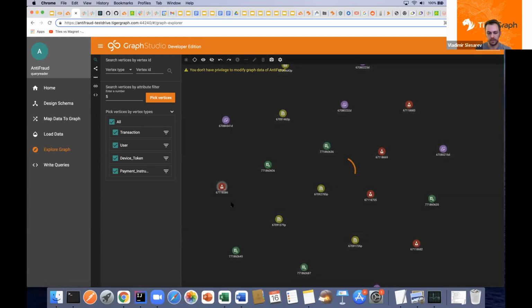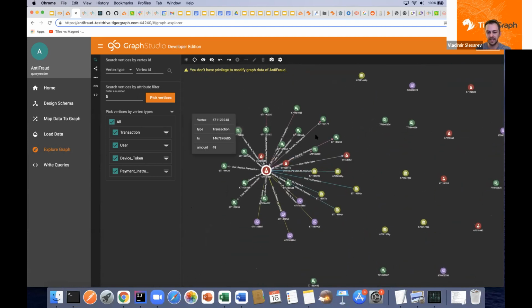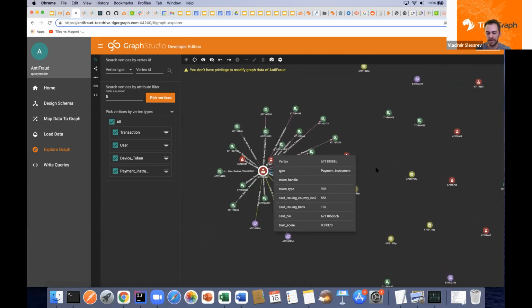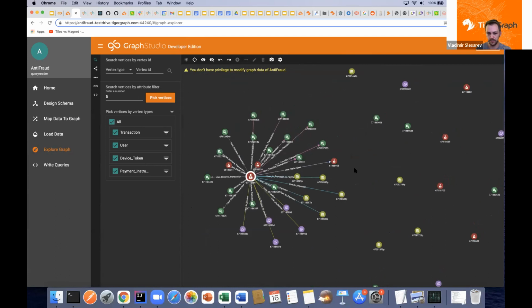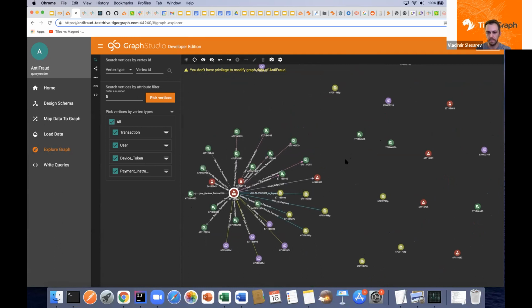If I double click on a user, what you see here are all of the connected transactions, all of the devices the user used, all of the payment banking instruments that that user used. Right now, I'm actually looking at over 250 gigs of data in this particular example. So just being able to double click on this and get all of this connected data immediately talks to the performance of this data storage mechanism, the ability to store the data in the graph.